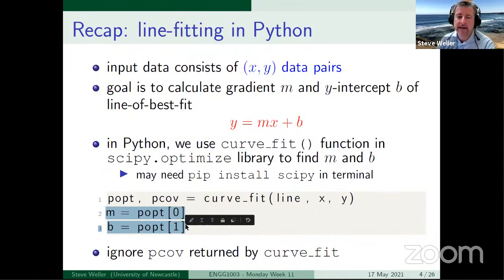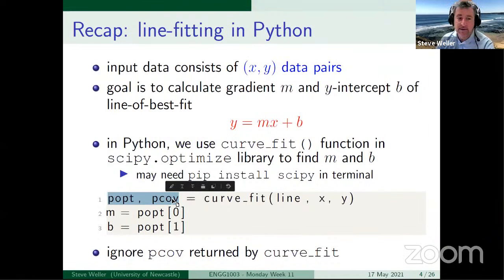Code's already been shared with you in Blackboard and Discord. Now, you'll see that this syntax for the curve fit function returns two values, in fact, two arrays. The popt one, that's the one we're interested in.